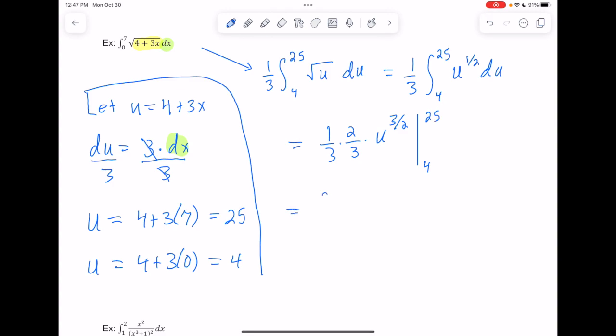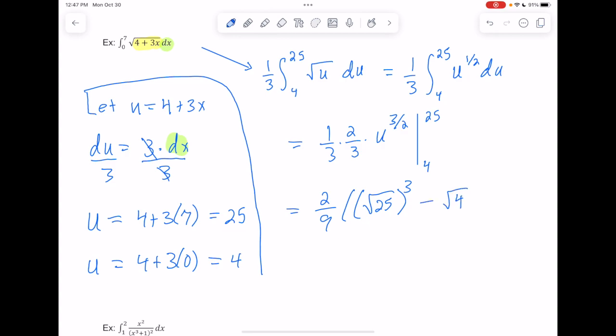So out front, looks like we have 2/9, and then times plug in the 25. That would be the square root of 25. That's the over 2 part, raised to the third. So you can see my 3 and my halves. The 3 is the exponent, the 2 is the square root. And then minus the same thing with the 4. So the square root of 4 raised to the third.